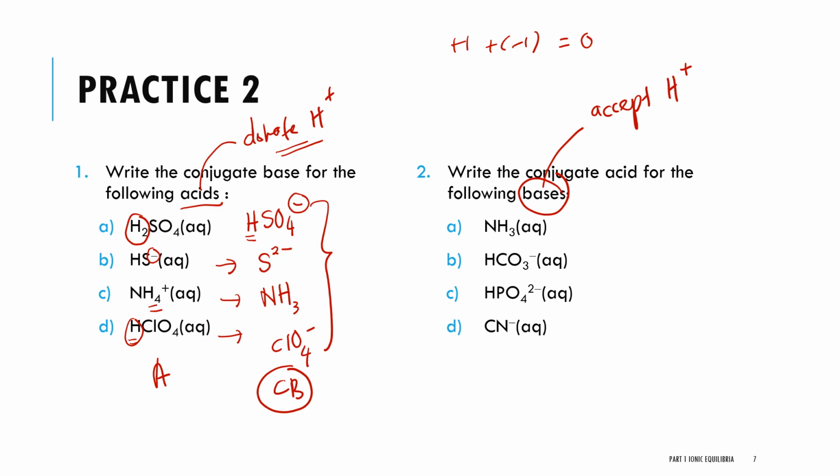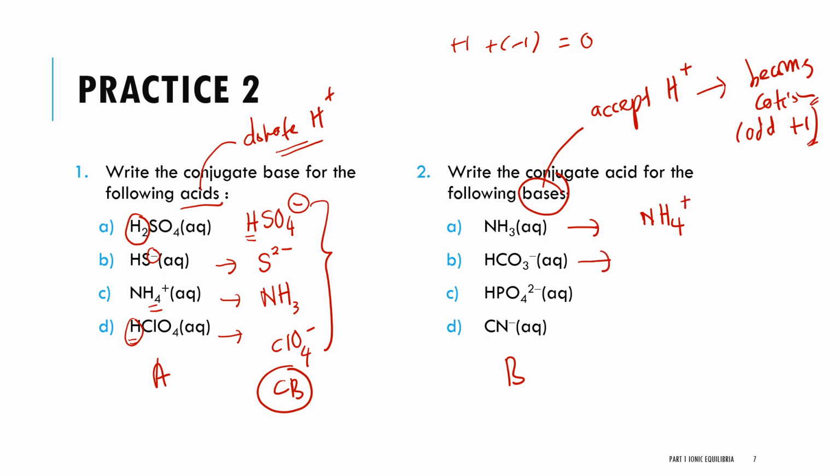So, when it accepts a proton, it becomes a cation. Okay, why does it become a cation? Because we add a plus 1 charge. For example, ammonia as a base. When a base accepts a proton, after accepting the proton, ammonia becomes NH4. Remember, a neutral molecule becomes a cation because we add plus 1. So, NH4+.